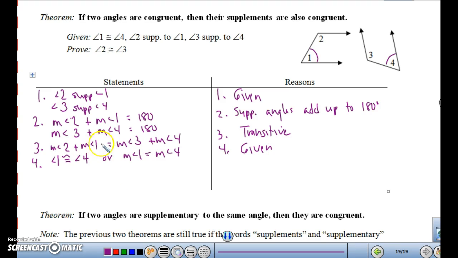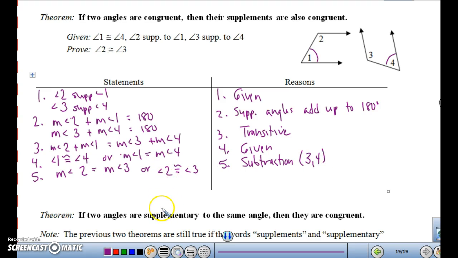Well, can't we use subtraction? Take this statement, subtract out 1 and 4, and we're left with 2 and 3. So the measure of angle 2 is equal to the measure of angle 3, or angle 2 is congruent to angle 3, using subtraction on statements 2, 3, and 4. I'm taking this statement and subtracting to get my final statement that angle 2 is congruent to angle 3. So we have just proved that if these two angles are congruent, then these two angles are also congruent, because they're supplements of the angles that are already congruent.